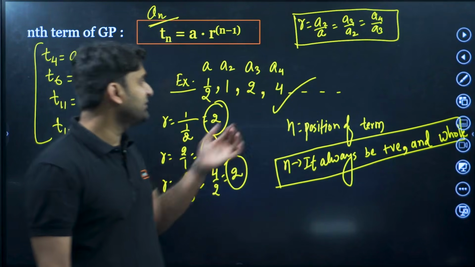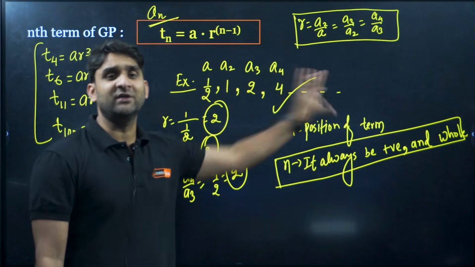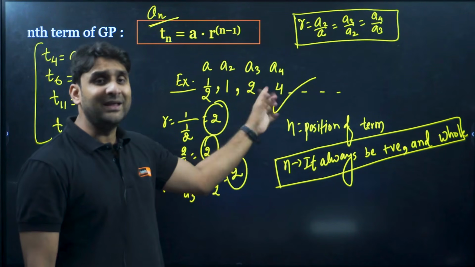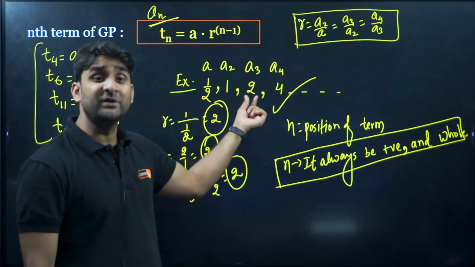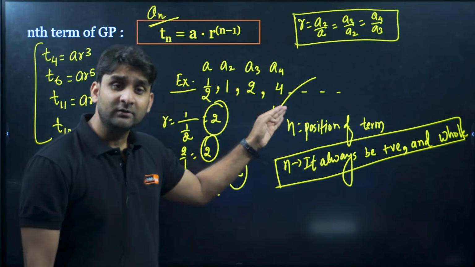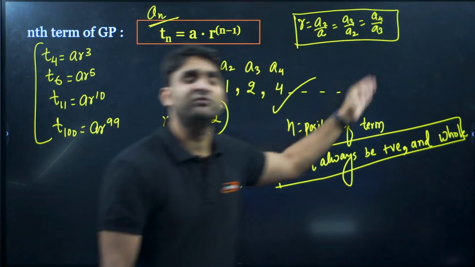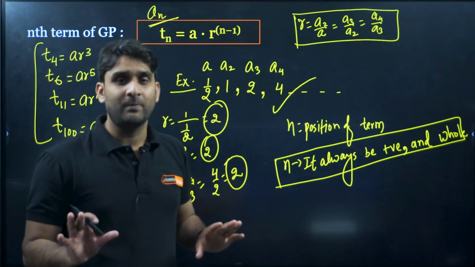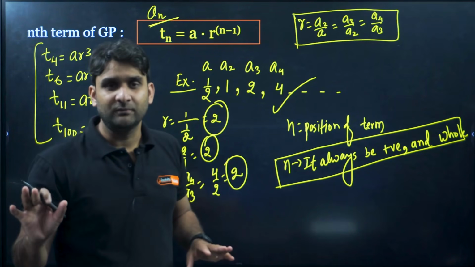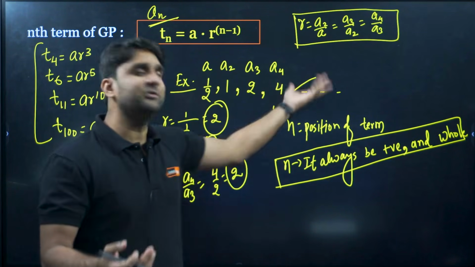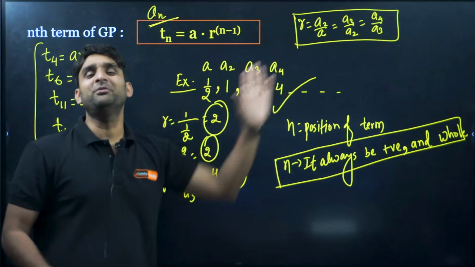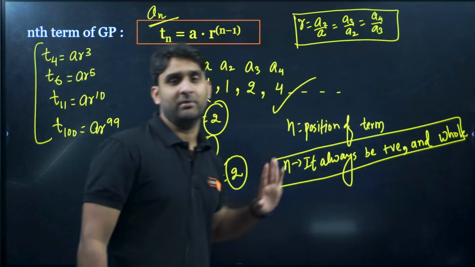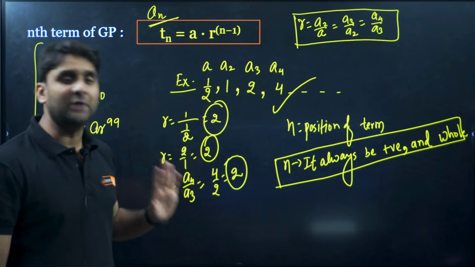For example, if I ask you, what is the position of 4 in the given GP? The position of 4 is 4. What is the position of 2 in the given GP? The position of 2 is third. First, second, third, fourth, fifth, eighth, 100th, 1000th. These will be the N. 7 by 2 can't be N. Position can't be 3.5. Position can't be 5.3. No. So it is always a positive whole number. It can't be negative and it can't be fractional or decimal.